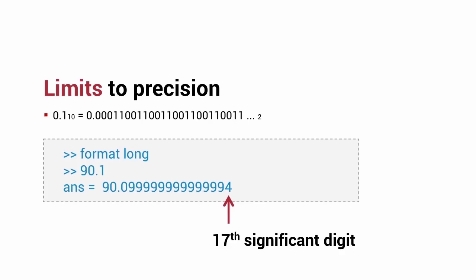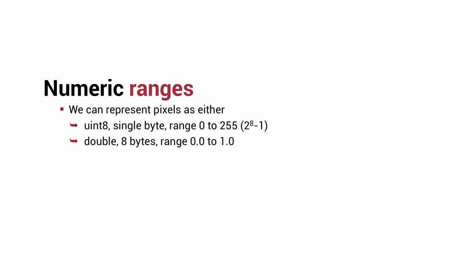So to recap the numeric ranges of these different representations that we use for pixels, we can represent pixels as either unsigned 8-bit integers, which occupy a single byte of computer memory each, and they have a numeric range between 0 and 255, or we can represent them as double precision floating point numbers. They occupy 8 bytes of computer storage each, and we typically map pixel intensities into the range 0 to 1, 0 being dark, 1 being bright.